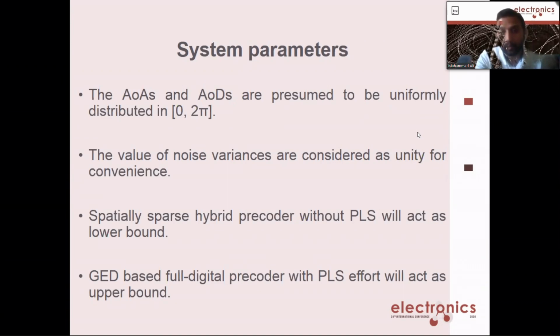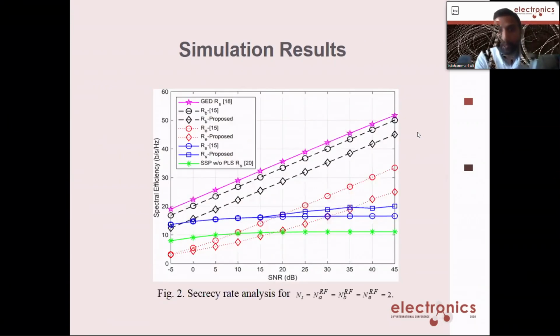In the following curve, you can see that we are presenting our analysis in terms of spectral efficiency versus signal to noise ratio. Basically, this blue curve is our secrecy rate. We are interested in this one. The black curve represents Bob's rate, and the red one the eavesdropper's.